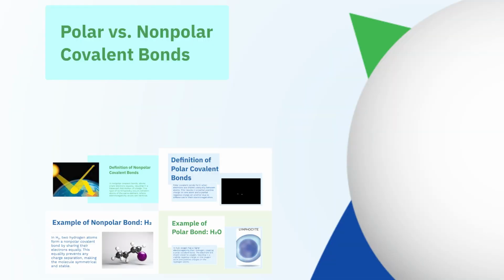Now, not all bonds are the same when it comes to how electrons are shared. In non-polar covalent bonds, the atoms share electrons equally, but in polar covalent bonds, the electrons are pulled more towards one atom than the other. In H2, the two hydrogen atoms share electrons equally, making it a non-polar covalent bond.